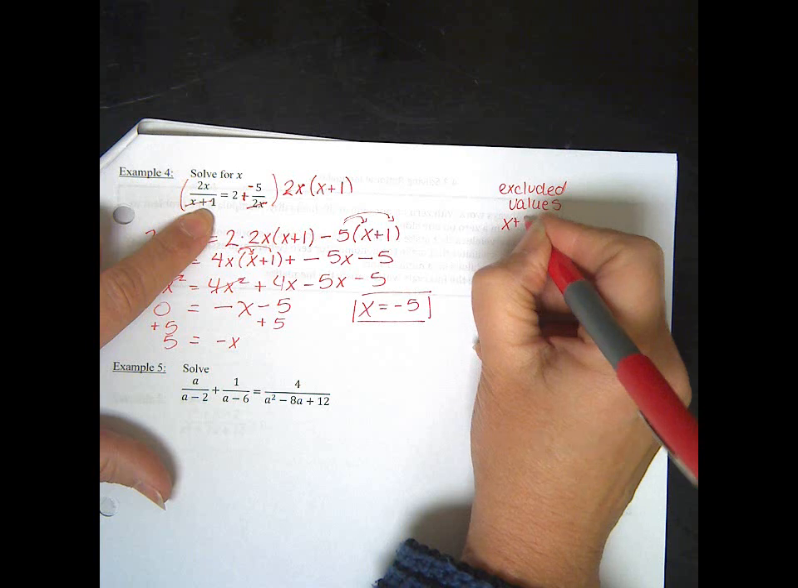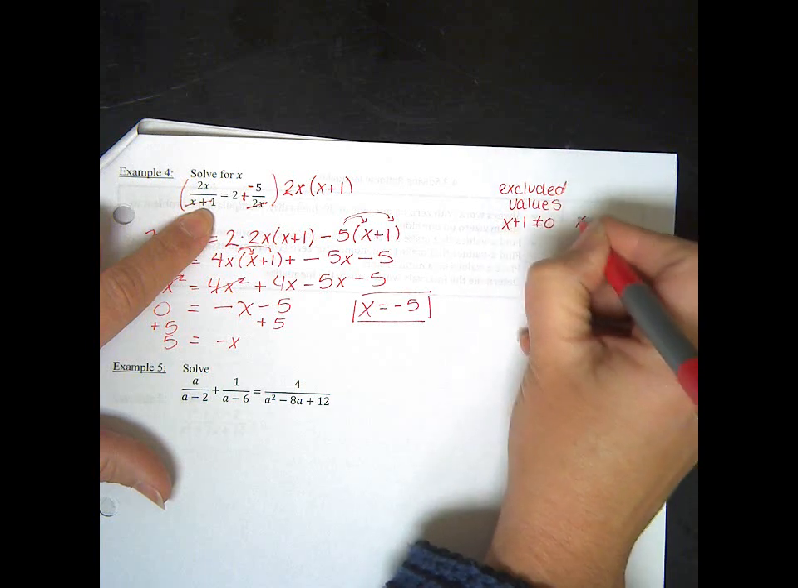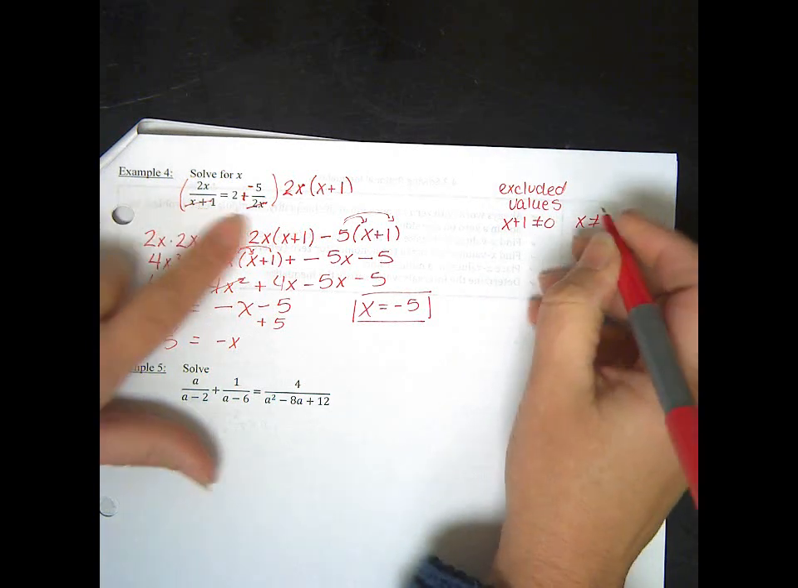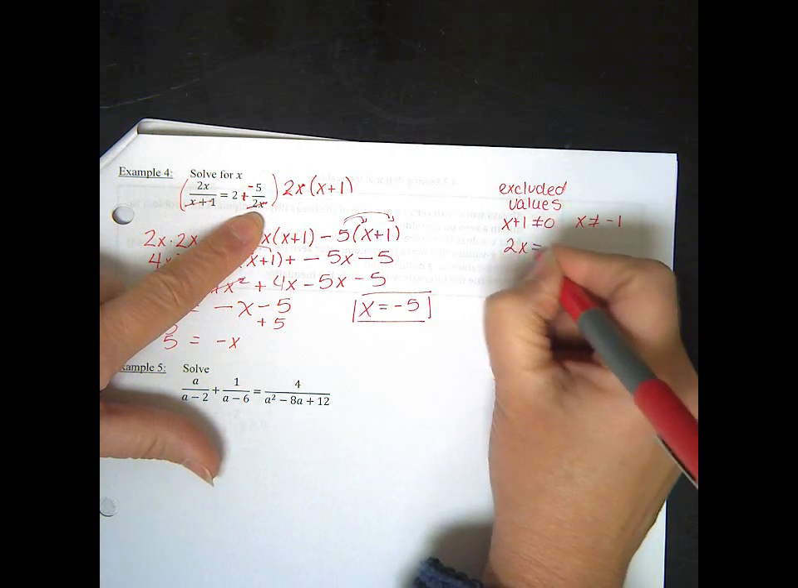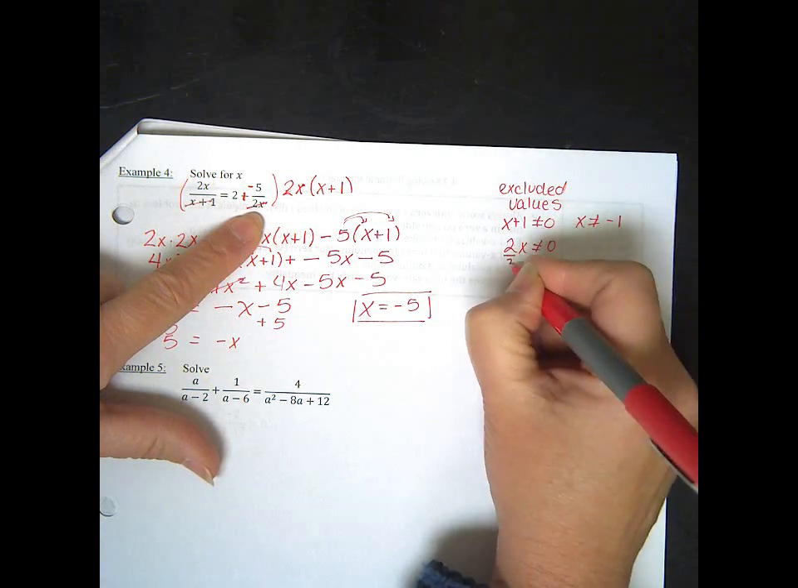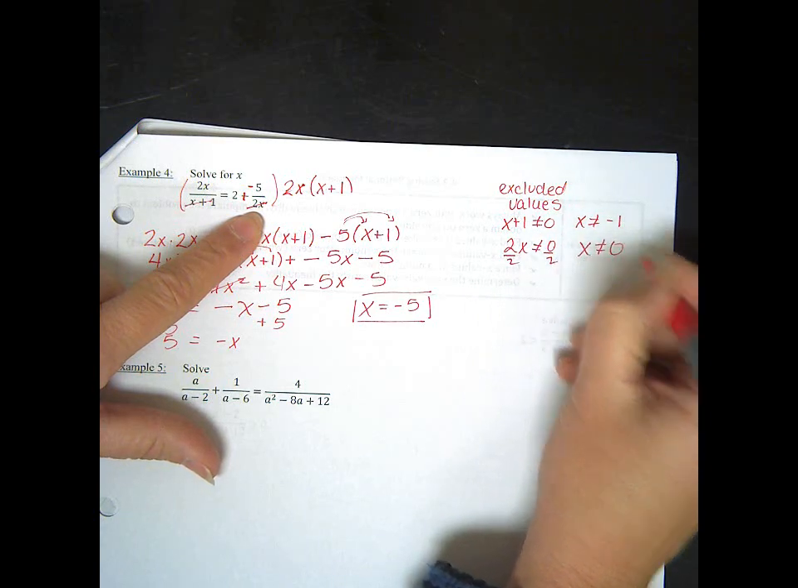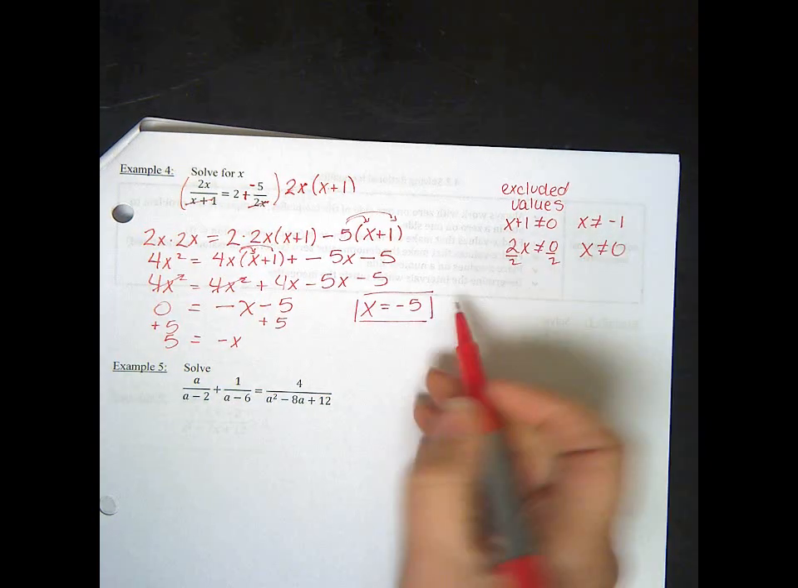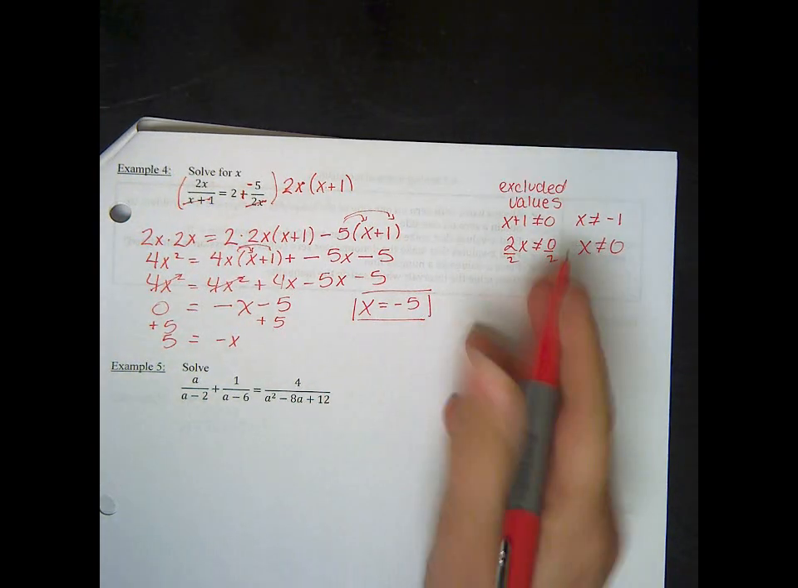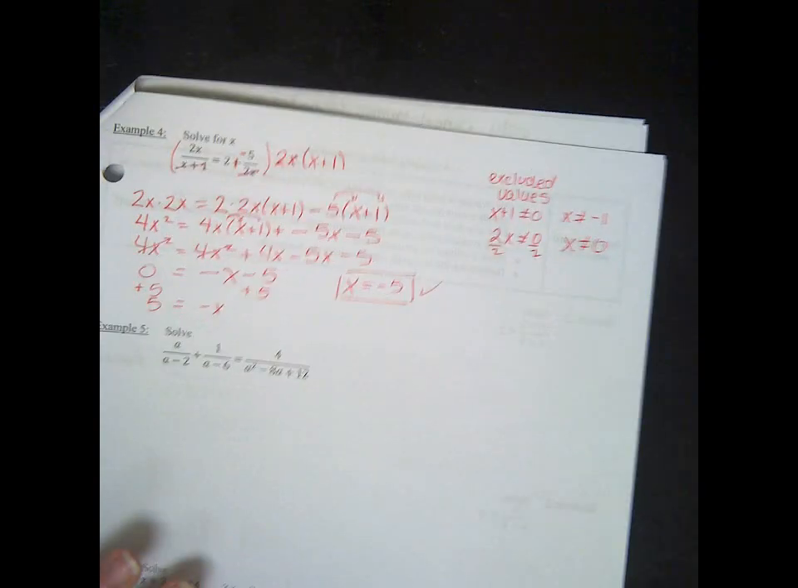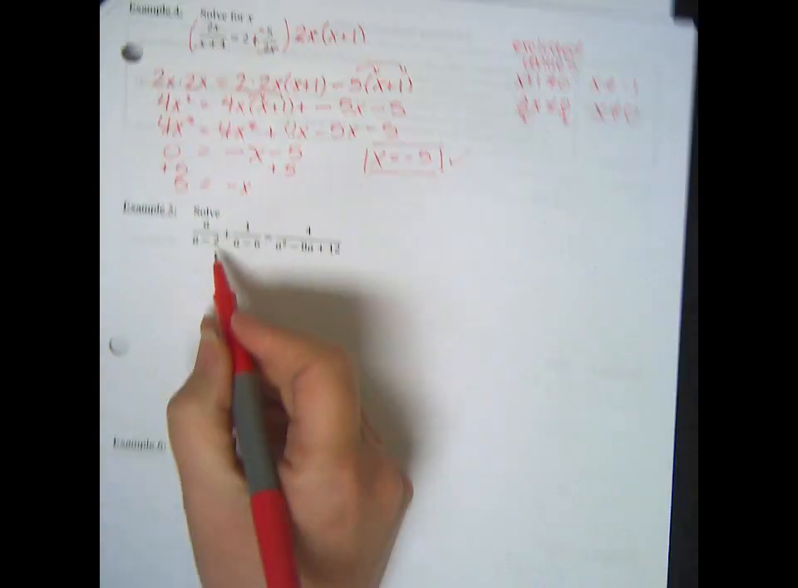x plus 1 cannot equal 0, which means x cannot equal negative 1. And 2x cannot equal 0, which would give you 0 divided by 2. x cannot be 0. So those are the excluded values, but x is negative 5, so it's not a problem. So that looks good. Okay, now this one, a lot going on here.